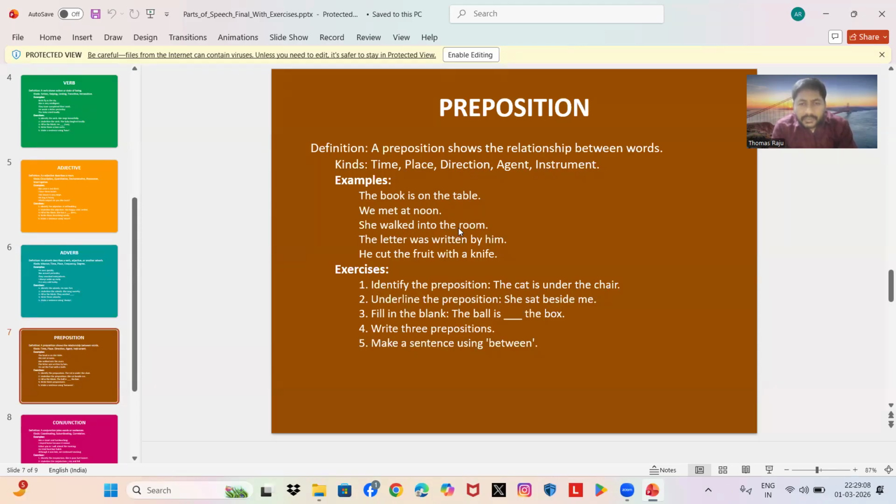She walked into the room. Here the preposition shows the direction. Into. She walked into the room. So here into is the preposition.